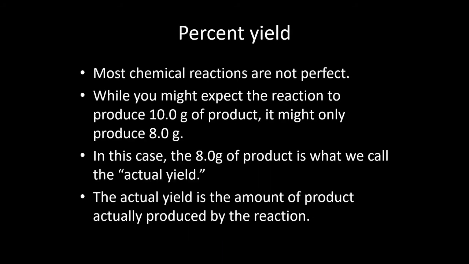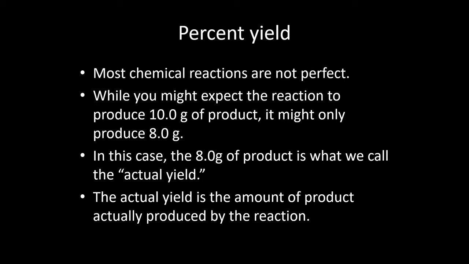Most chemical reactions, however, are not perfect, and so while you might have a theoretical yield that you theoretically would get, in reality, most of the time you get something less than that. So you might, for example, expect to get 10 grams of a product and only end up making 8. In that case, this 8 grams, what you actually made, is what we would call the actual yield. The actual yield is the amount of stuff that we actually produced when we did the reaction.